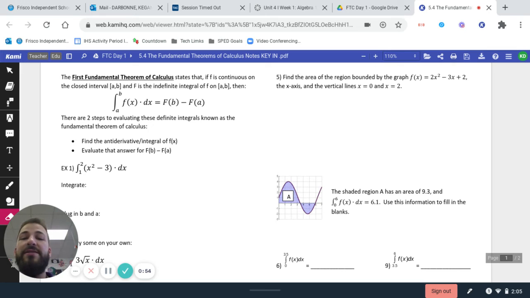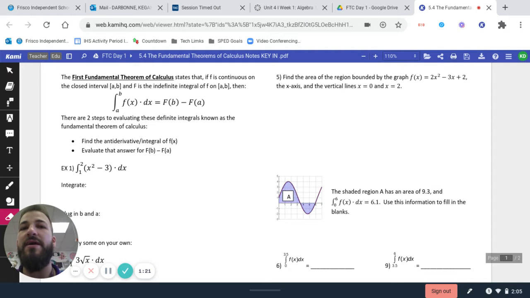by using the fundamental theorem of calculus. So it states that if f is continuous on the closed interval a to b, and capital F is the indefinite integral of f on a to b, then the integral from a to b of f of x dx is equal to capital F of b minus capital F of a. So just to lay that out, we're integrating the function f of x. So we're finding the area under the curve f of x from the x interval, in this case, because it's dx, of a to b.